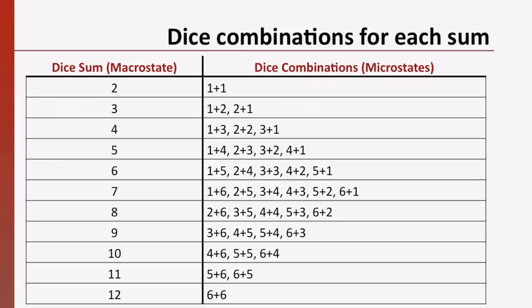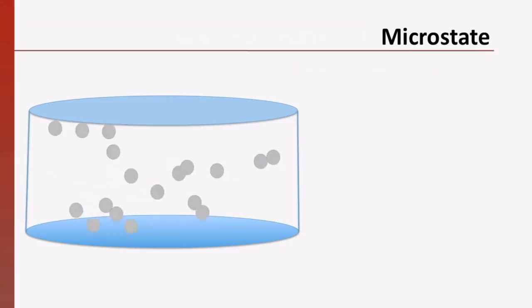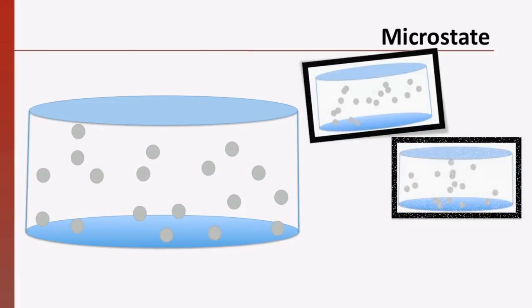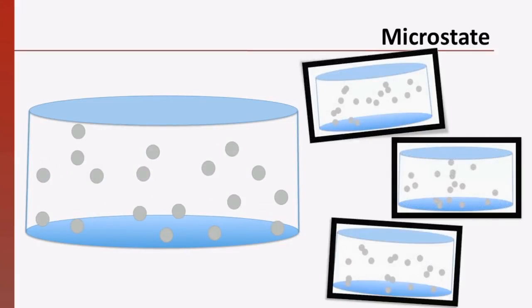We would call each of these combinations microstates that correspond to each macrostate. The microstate gives us information about the individual conditions of each die. We see that the most likely macrostate, a sum of 7, has the greatest number of possible microstates. When referring to the microstate of a system of molecules, we are looking at a snapshot of all the energy levels that the molecules are occupying at a given instant.